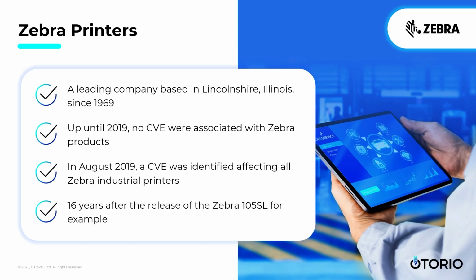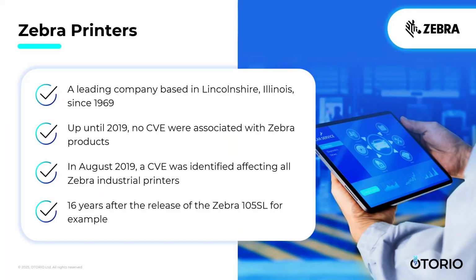So we took 2 examples, just for us to understand really how it works. Zebra printers are basically one of the leading providers for label printers and other types of printers. And what we saw is that they exist from 1969, and up to 2019, there was no CVE for any one of those devices.